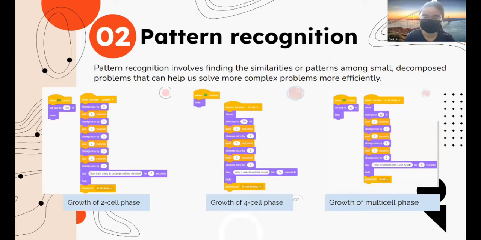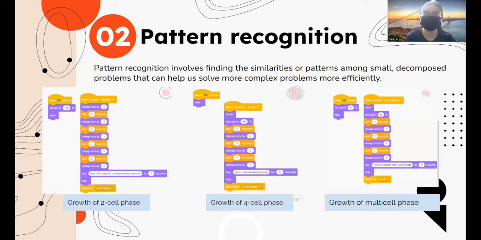And the next element I added in this project is pattern recognition. Pattern recognition involves finding the similarities or patterns amongst decomposed problems that can help us solve more complex problems more efficiently. So in this project just now, you can notice that there are many repeating patterns, for example, the change of size and the time taken to change the size.